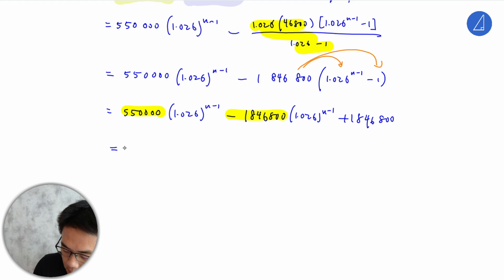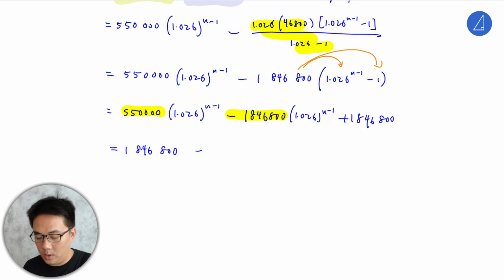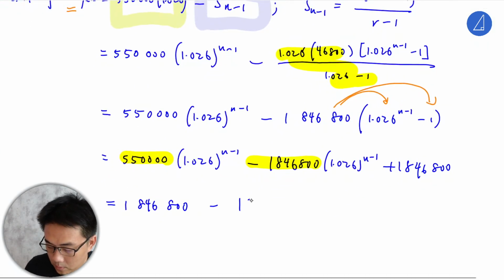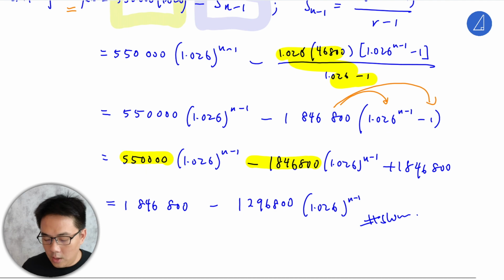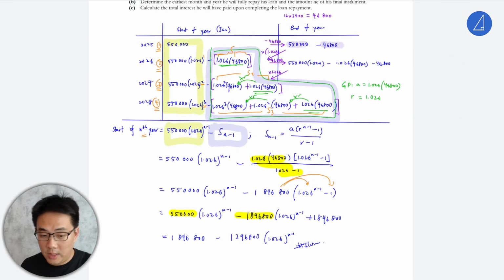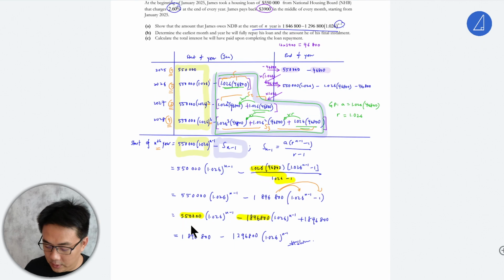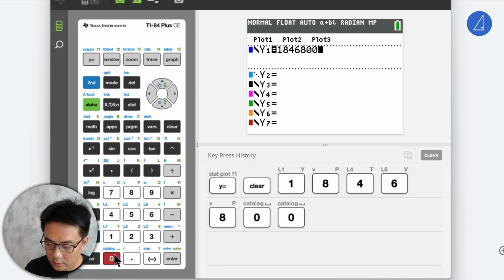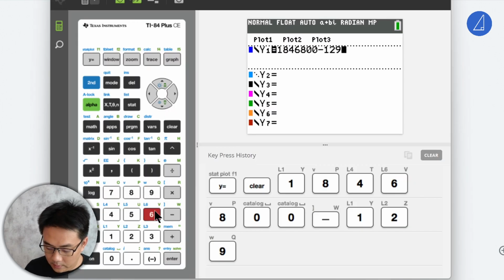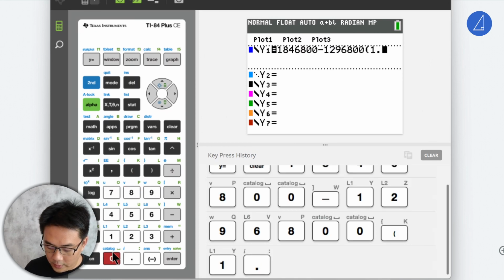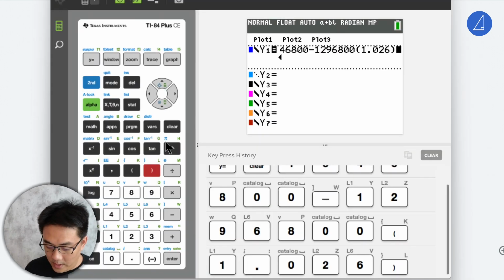What we get is 1,846,800 minus 1,296,800 times 1.026 to the power of n minus 1. Okay, so one way to see whether the answer is correct is to key in the GC. I just key in the GC for this expression here: 1,846,800 minus 1,296,800 times 1.026 to the power of x minus 1.